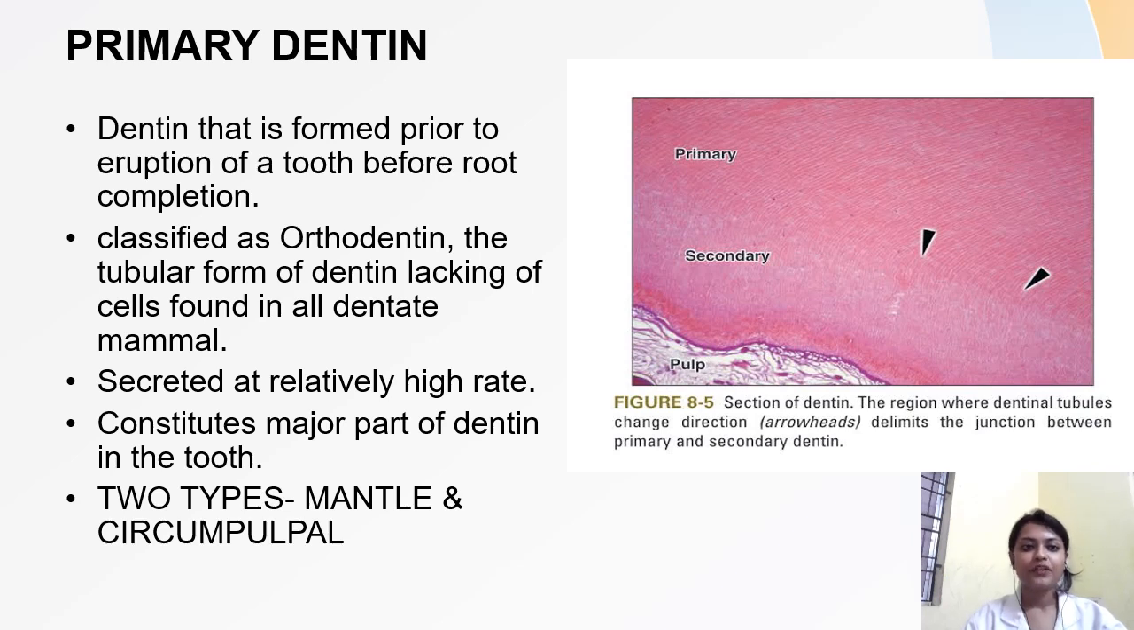Primary dentin. Now, primary dentin is nothing but the first formed dentin. Dentin that is formed prior to eruption of a tooth, before root completion. It is classified as orthodentin, the tubular form of dentin lacking cells, found in all dentate mammals. It is secreted at a relatively high rate, so the rate of formation is high. It constitutes the major part of dentin in the tooth. It is generally of two types, mantle dentin and circumpulpal dentin.